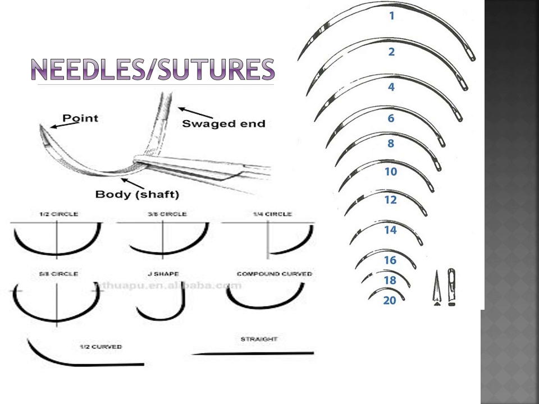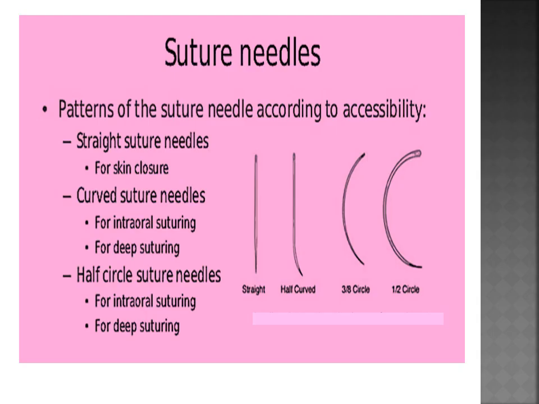Depending upon where the doctor is going to be using it, these kinds of needles are usually used just for the skin, the top layer, and as you go deeper, the curve actually increases. So that is what you call these different sizes. You have the needle with the eye, and you also have different types of needles again, and the patterns of the suture needle according to accessibility.